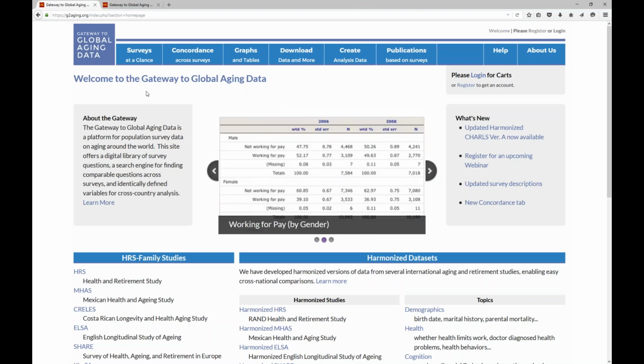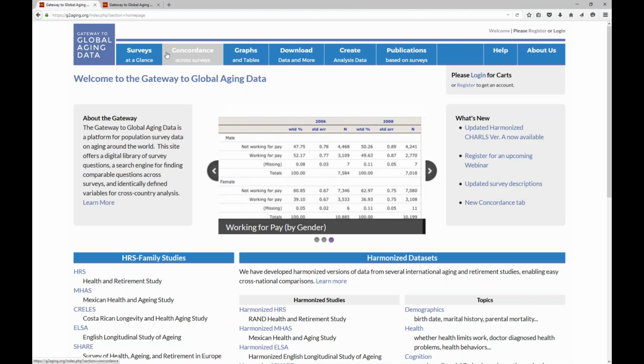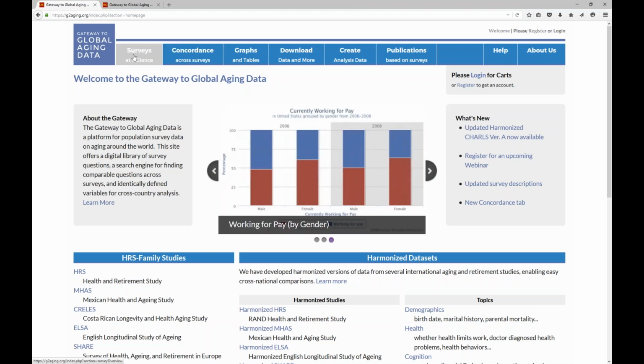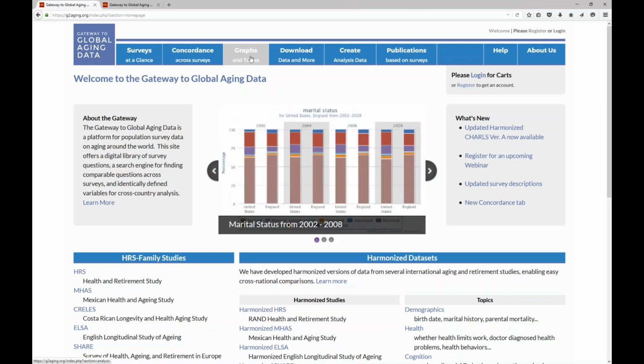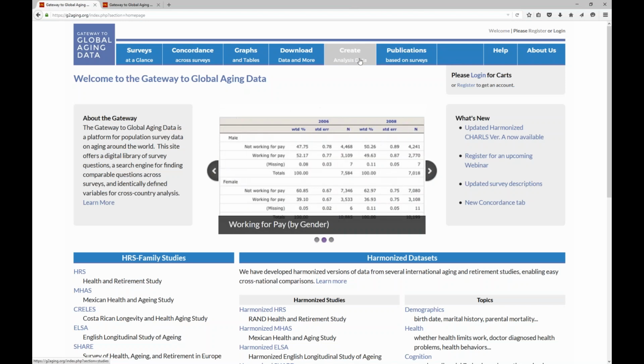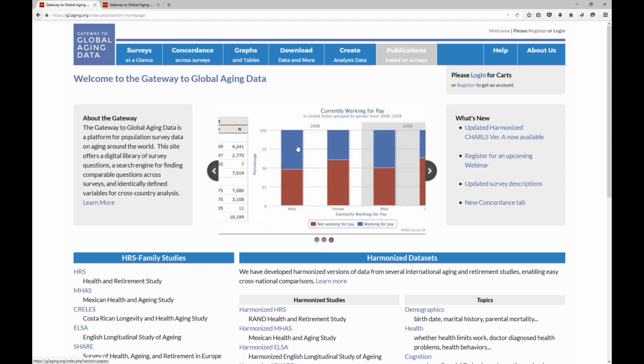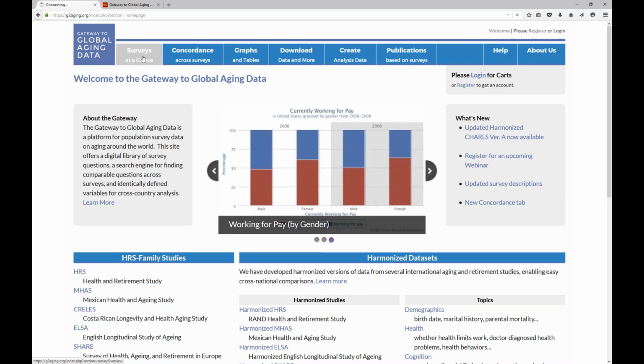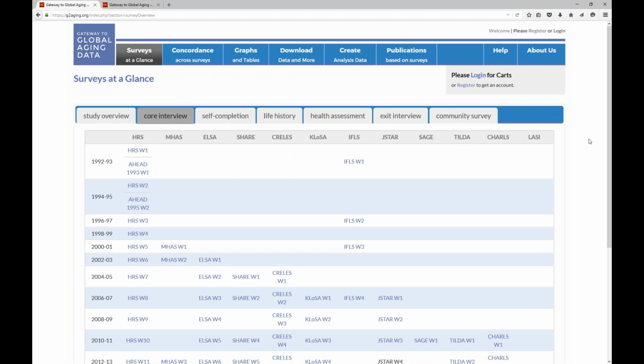And during this webinar today, we're going to walk through some of our main tools, which are categorized here up in the tab. So we'll talk about surveys at a glance, using this concordance to search, graphs and tables, downloading data, creating analysis data sets, and publications, using that publication search. So let's first look at surveys at a glance.